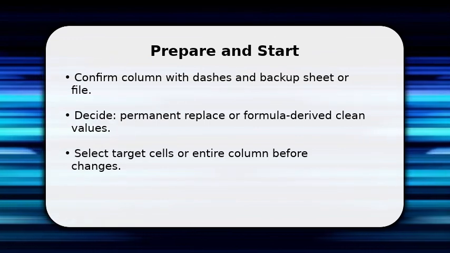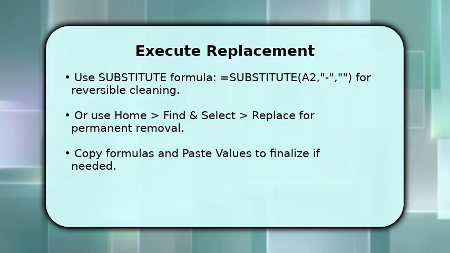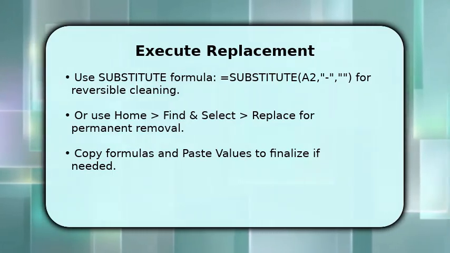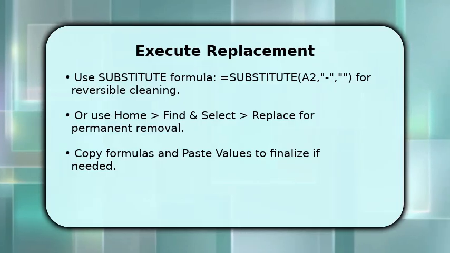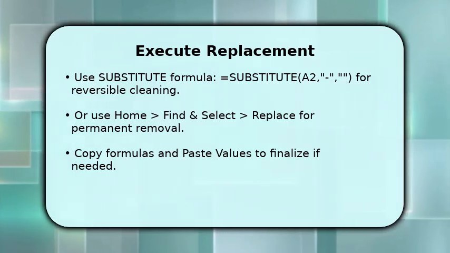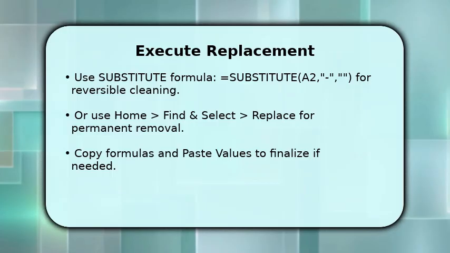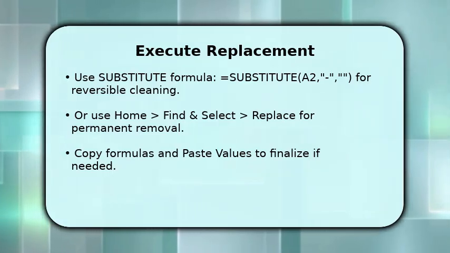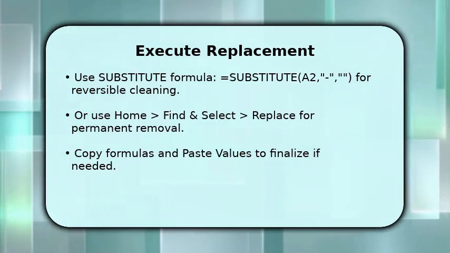You now perform the actual removal. For reversible changes, type equals SUBSTITUTE A2 and fill down. That strips every dash while keeping other characters. For a permanent edit, press Home, Find and Select, Replace, enter a dash in Find and leave Replace blank, then Replace All.